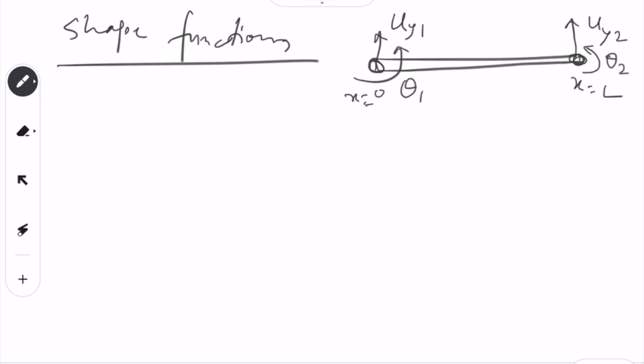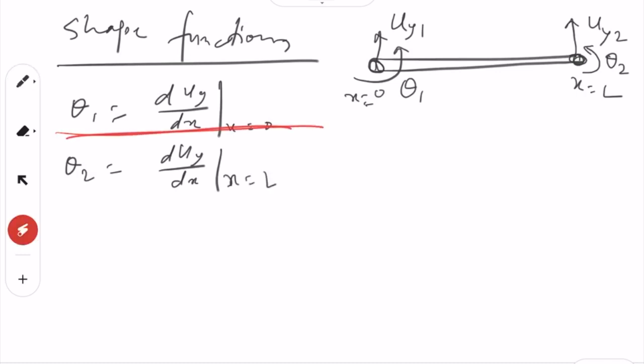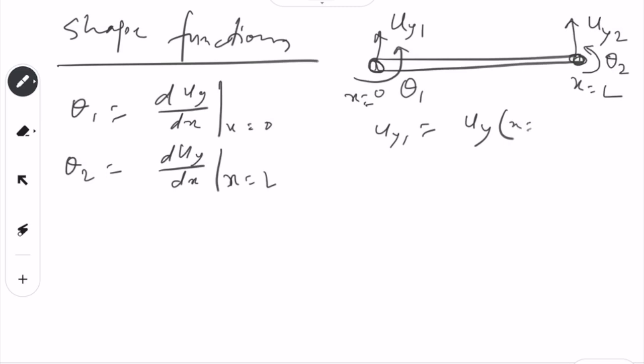We know that theta 1 is nothing but duy over dx at x equal to 0, and theta 2 equal to duy over dx at x equal to L. They are actually the same thing, only at different places. And uy1 is nothing but uy at x equal to 0, and uy2 is uy at x equal to L.